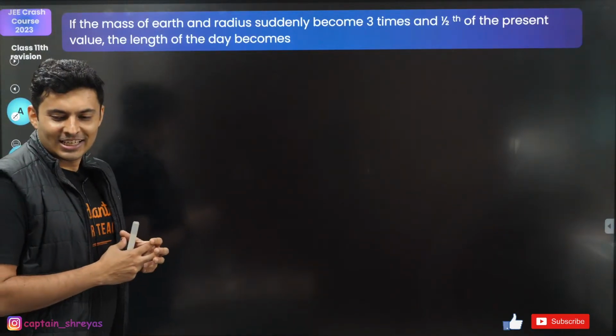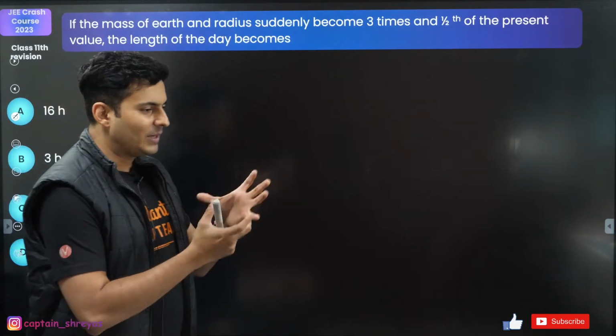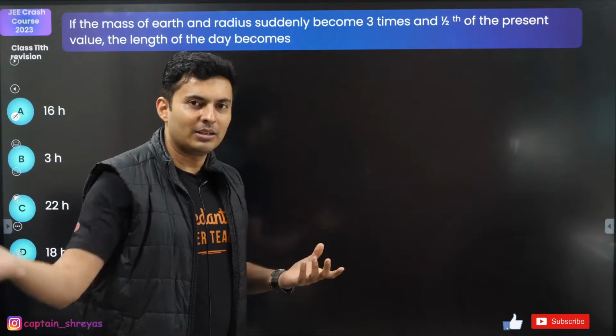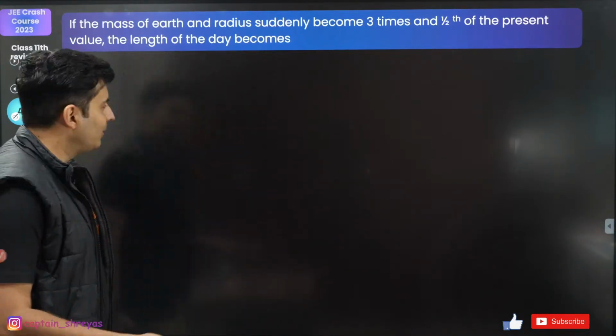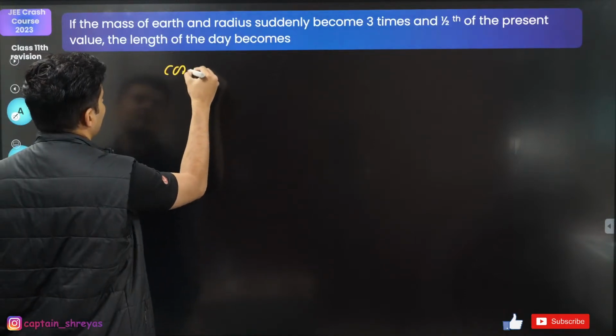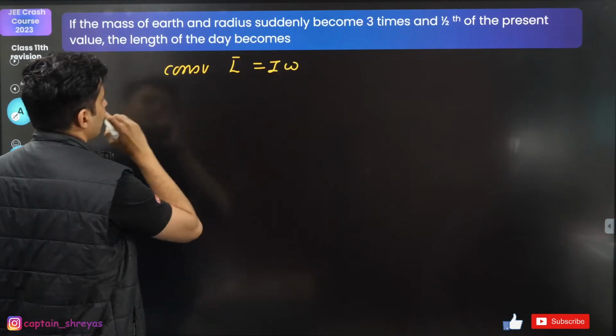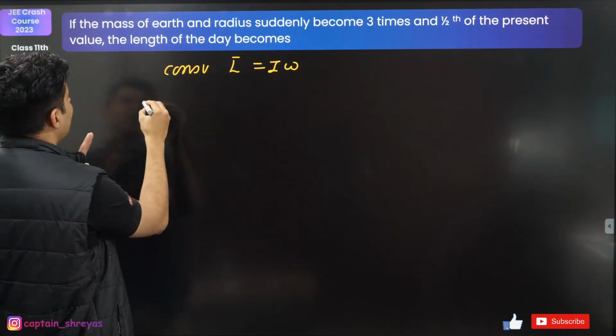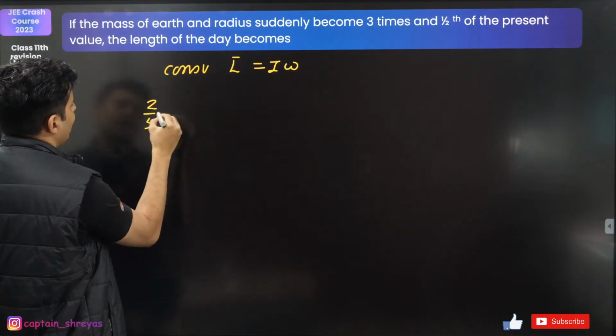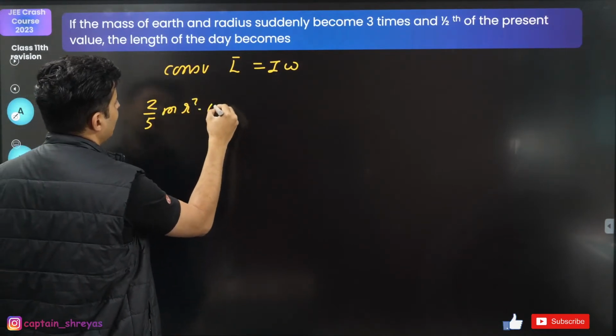Yes or no? Very good. The Earth is spinning, the mass changed, something happened, somebody just ate off the mass. So conserve angular momentum. Angular momentum is I omega. Now, basically, if I say 2/5 m r square into omega.